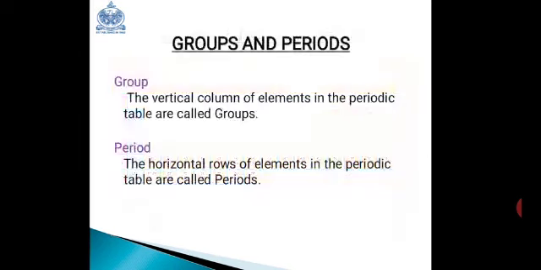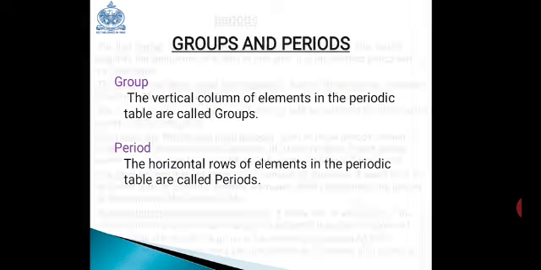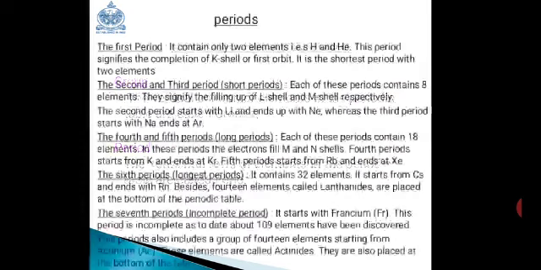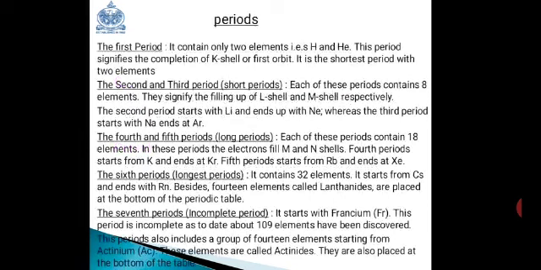Groups and periods. The vertical columns of elements in the periodic table are called groups. The horizontal rows of elements in the periodic table are called periods. There are basically 7 periods. The first period contains 2 elements. It is the shortest period. The second and third periods are the short periods and they contain 8 elements. The fourth and fifth periods are the long periods and they contain 18 elements. The sixth period is the longest period. It contains 32 elements, and the seventh period is called the incomplete period because it is incomplete as to date.